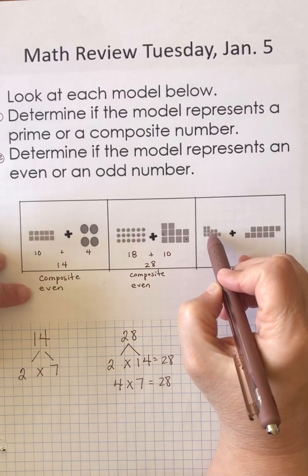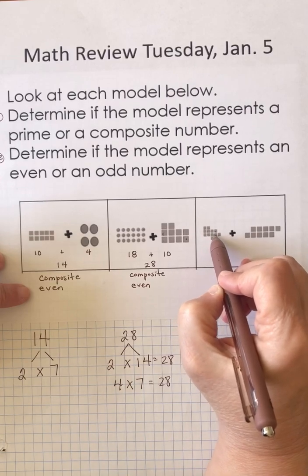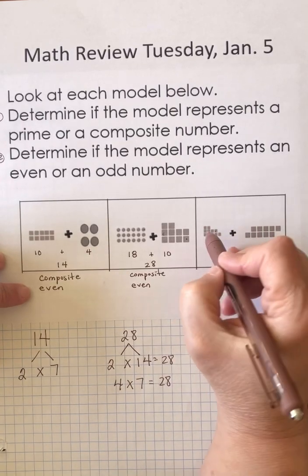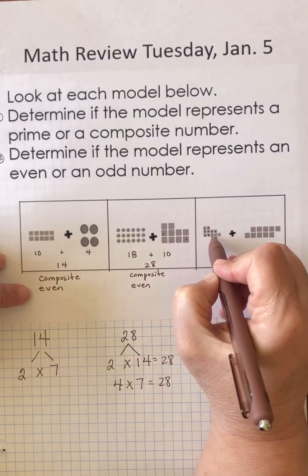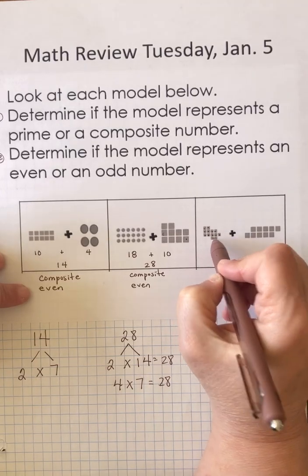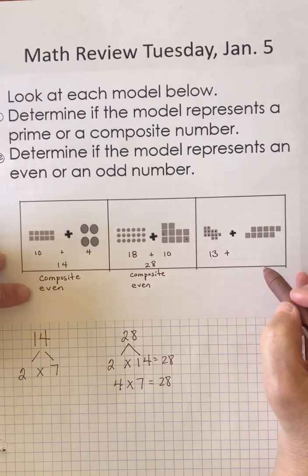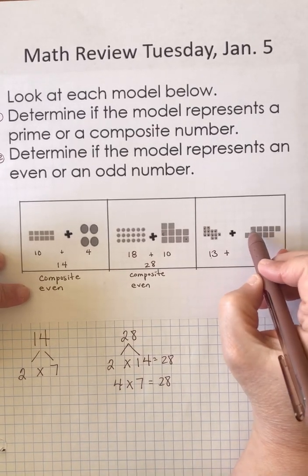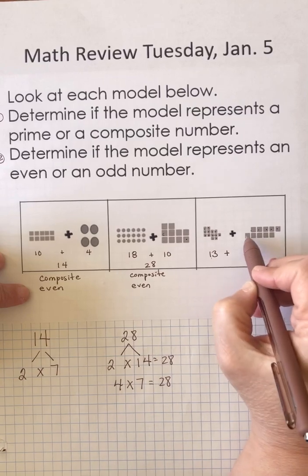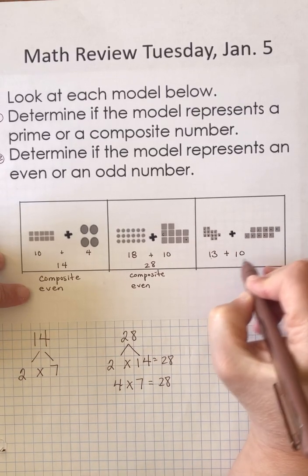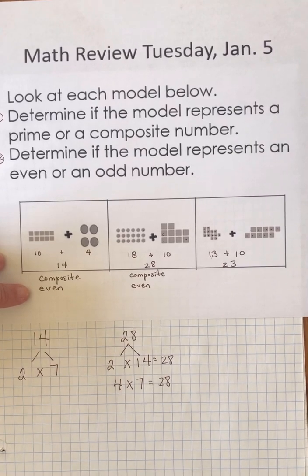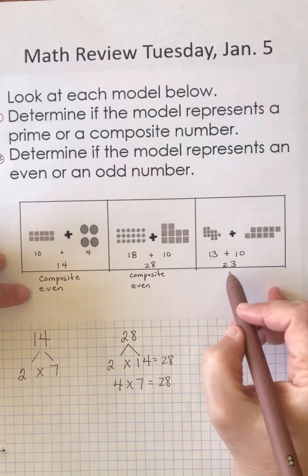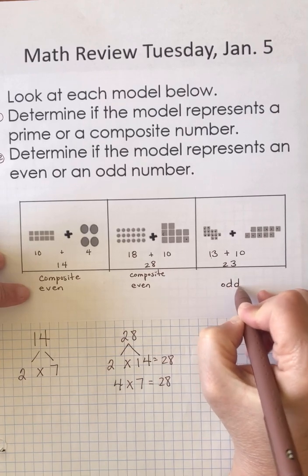1, 2, 3, 4, 5, 6, 7, 8, 9, 10. Oh, I'm going to try this again because I got mixed up. I'm going to put my little dots in there. 1, 2, 3, 4, 5, 6, 7, 8, 9, 10, 11, 12, 13. Sometimes you have to count more than once. 13 plus 1, 2, 3, 4, 5, 6, 7, 8, 9, 10, which would give us 23. What are the factors of 23? I'm going to start with 2. It's not going to be a multiple of 2 because it's an odd number. I can already say it's odd.